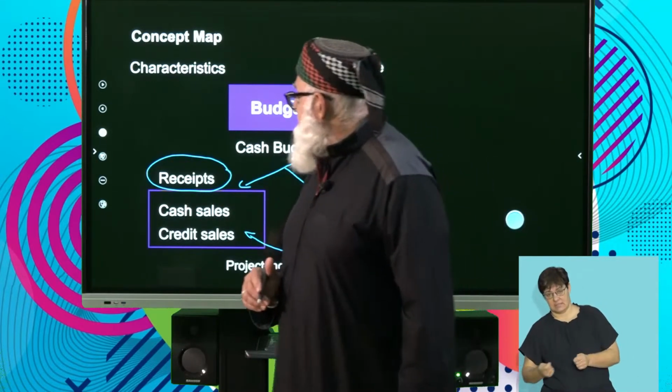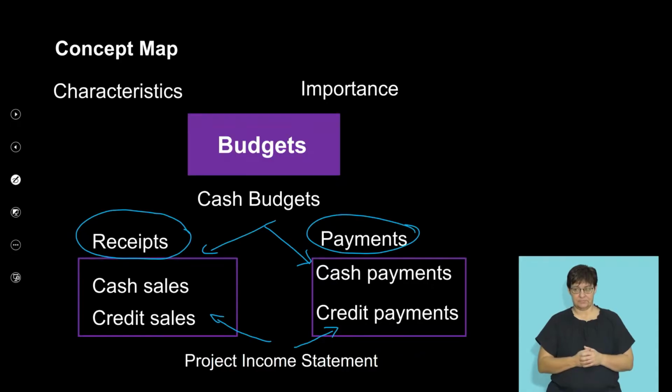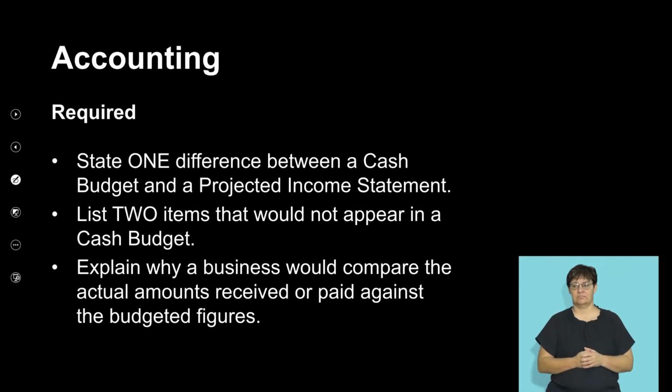Okay, so the next question actually answers what we're looking for. And the question says, state one difference between a cash budget and a projected income statement. Okay? So that's the first question. How do we answer that?